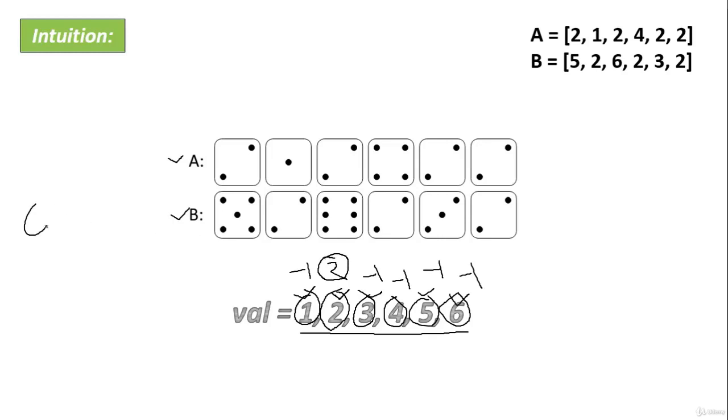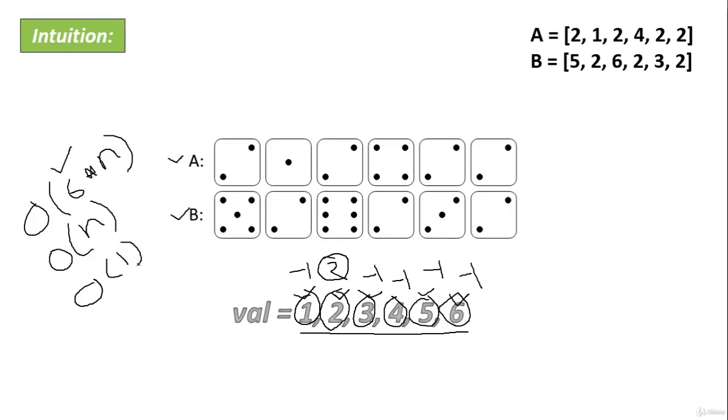The solution will take big O of 6 times n time complexity, where n is the length of the given array. Here 6 is a constant, so we can remove the constant from our complexity analysis. So this solution will take big O of n time complexity and will not use any additional space, will have some variable. So the solution will take constant space complexity.